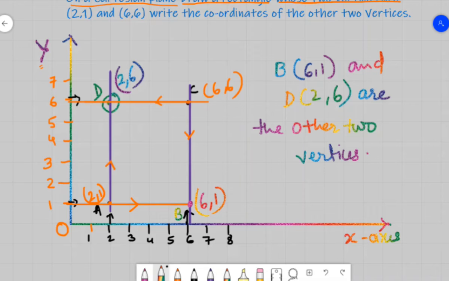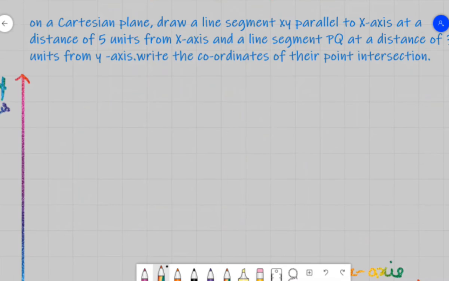I hope children you got this, and this question can be done quite easily. Come on children, now let us see the next enrichment question.